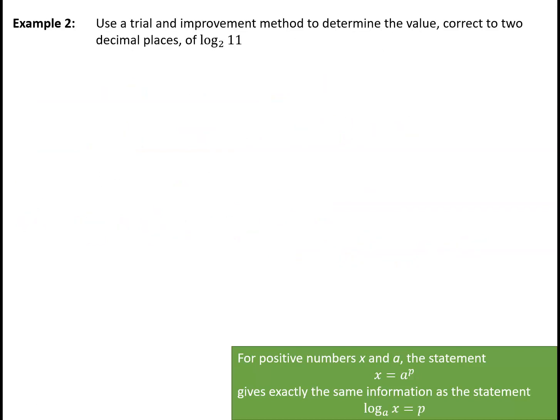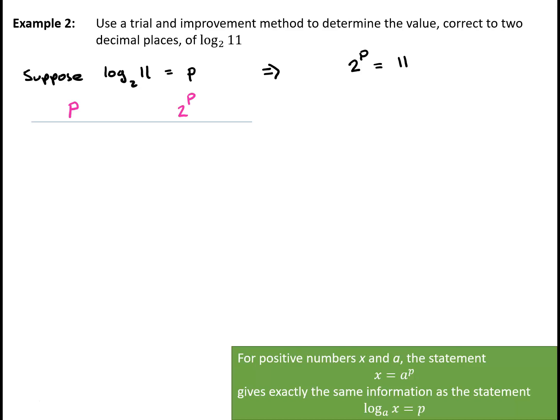For example 2, we're going to try and find the log to base 2 of 11. Now unfortunately I don't know 11 as a power of 2, but I can use my calculator to do a trial and improvement method on it. So let's suppose that log to base 2 of 11 is p. That means I'm trying to solve the equation 11 equals 2 to the p.